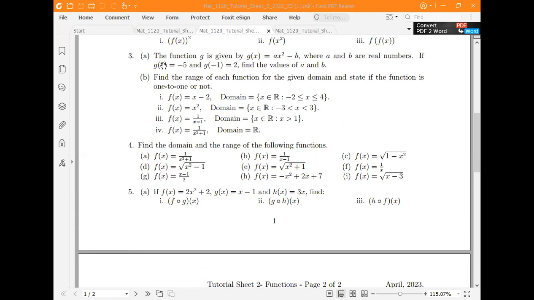3a, we are told that g of 2 is negative 5. So what g of 2 means, where there is x, you put 2, and equate it to negative 5. G of negative 1, where there is x, you put negative 1, then equate to 2. Then you solve simultaneously.